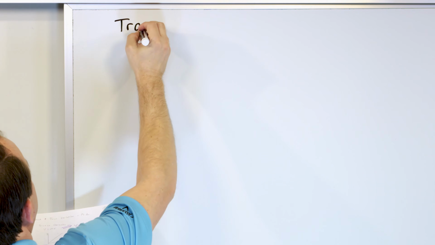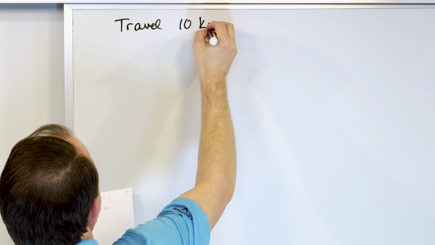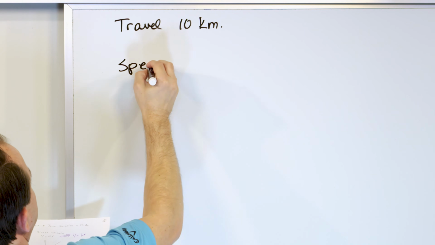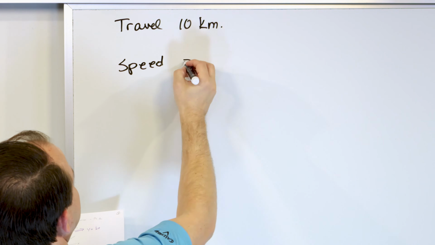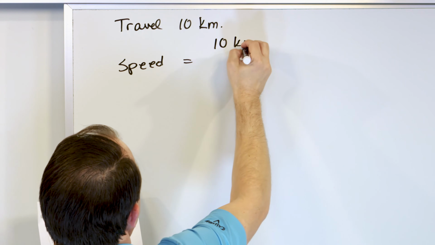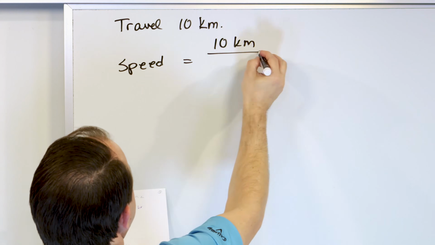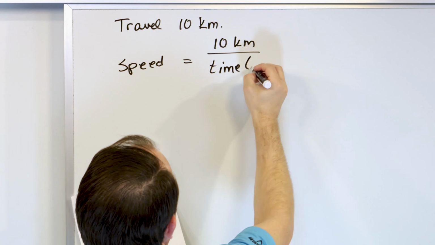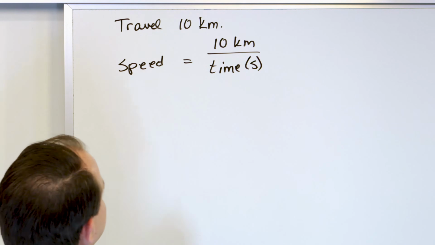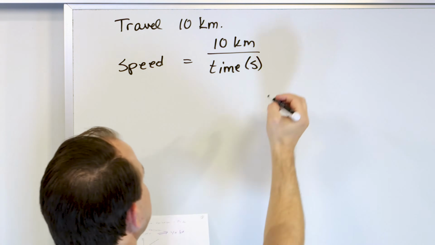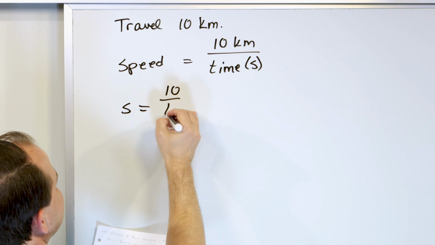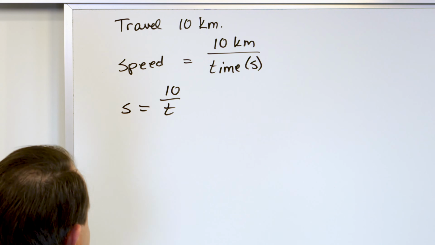So if you're driving down the road, if you travel 10 kilometers, this is the fixed distance. It doesn't change. Then the speed here is distance divided by time, but the distance I already gave you. It's just 10 kilometers. And I have to divide it by the time. Now, a lot of times we talk about hours, but let's talk about it in terms of seconds. So this is going to be kilometers per second. So in other words, the speed s is going to be equal to 10 divided by some time t. And you see what happens here?